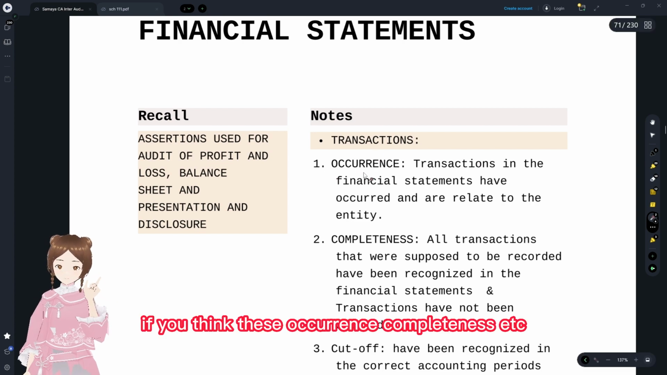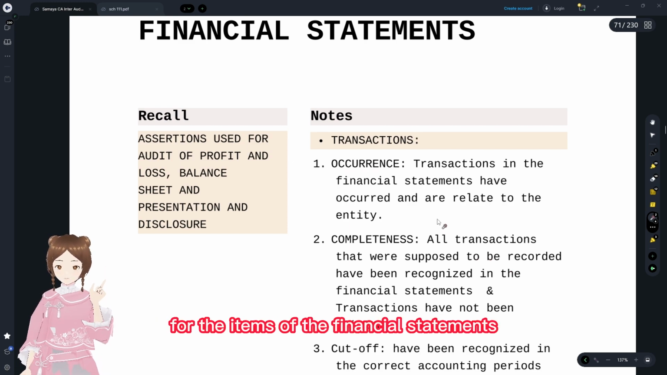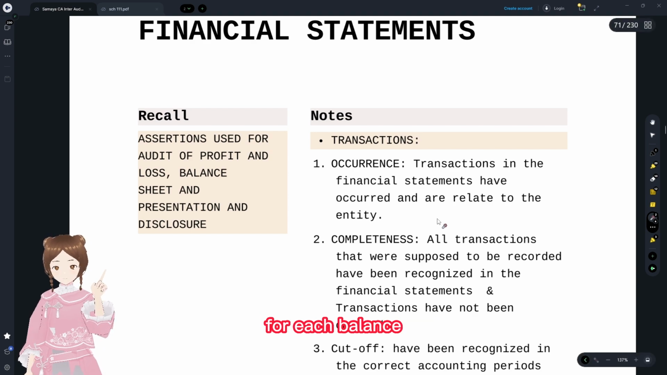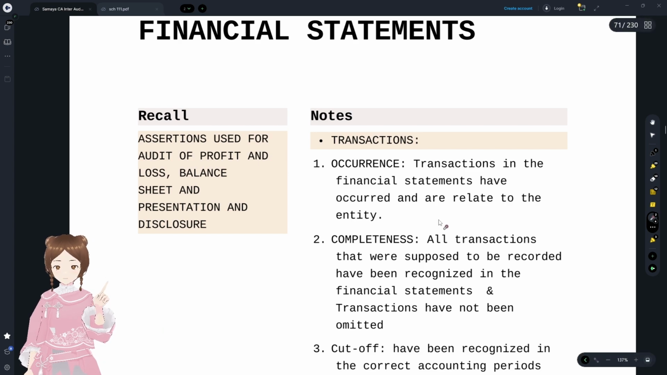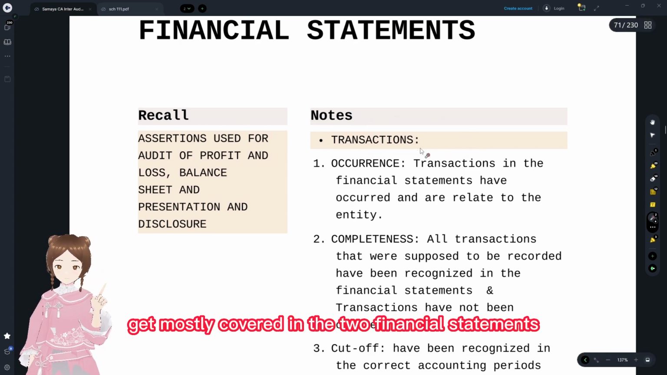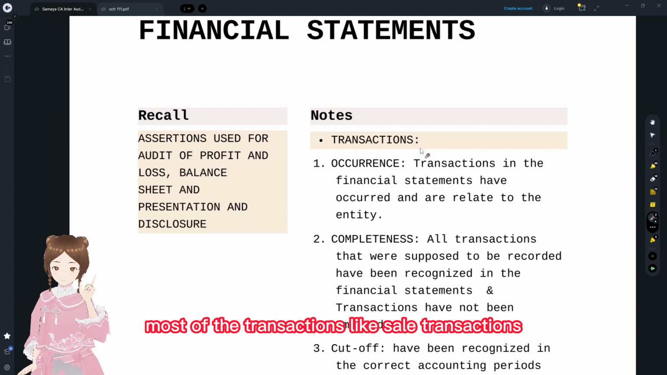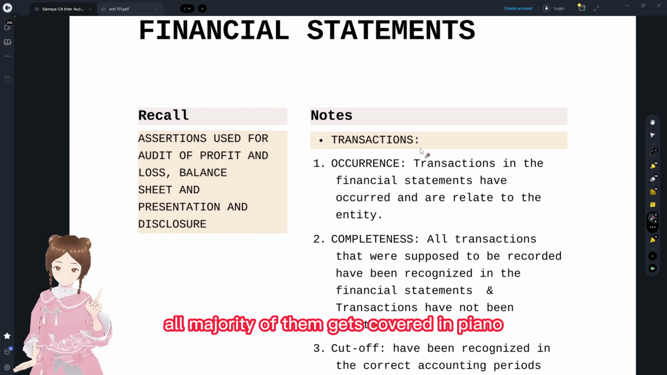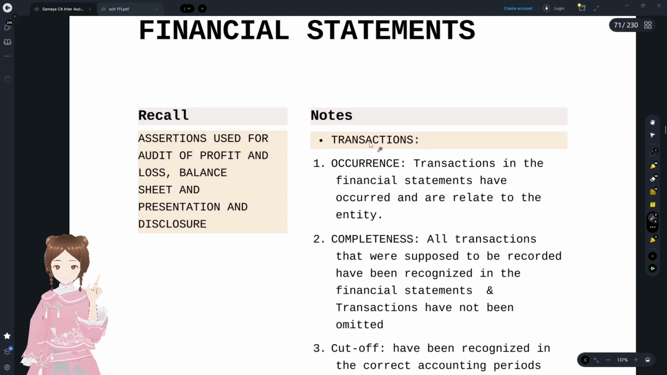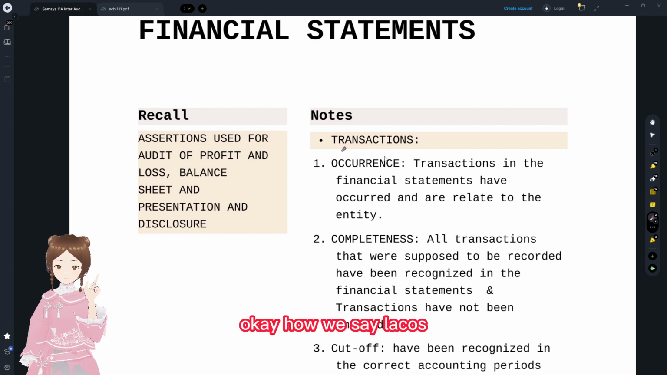Occurrence, completeness, etc., are like qualities for the items of the financial statements, for each balance or each kind of item in the financial statements. Now, where do most transactions get covered, in the P&L or the balance sheet? It is the P&L. Most of the transactions, like sale transactions, purchase transactions, and lease transactions, are covered in the P&L. So regard this as the P&L. In the P&L, what do we have? We have sales. How does a sale occur?